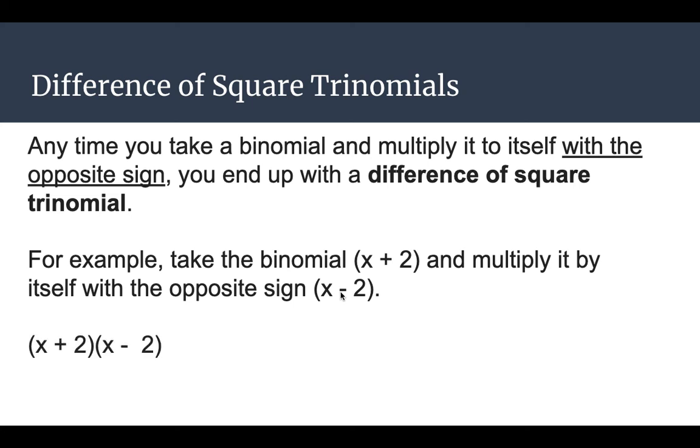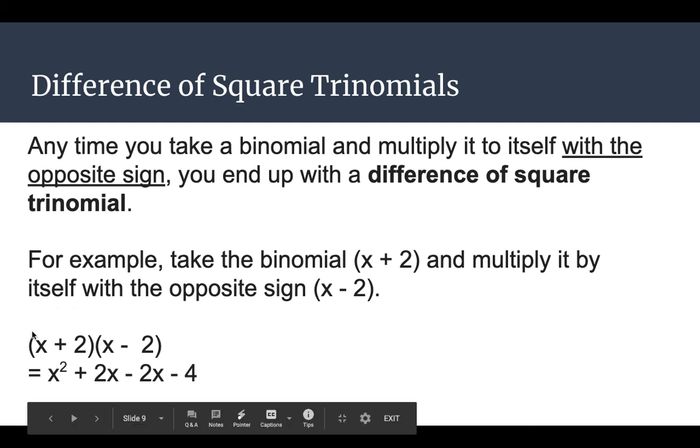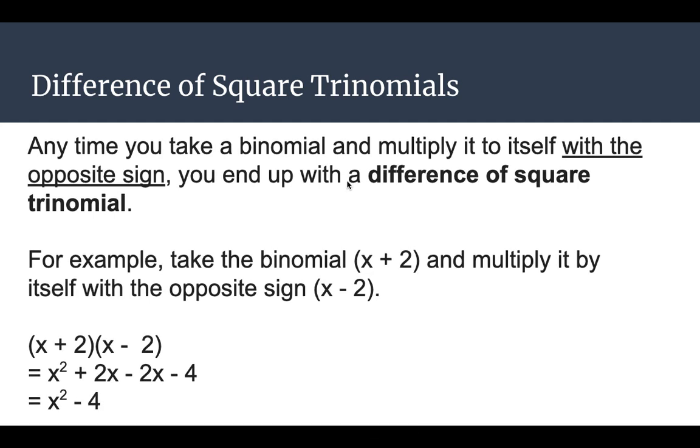If we do x plus 2 times x minus 2, using the FOIL method, x times x is x squared, 2 times x is 2x, x times negative 2 is negative 2x, and 2 times negative 2 is negative 4. Well, check this out. If you have a positive 2x and a negative 2x, they cancel out, don't they? So we end up with x squared minus 4.